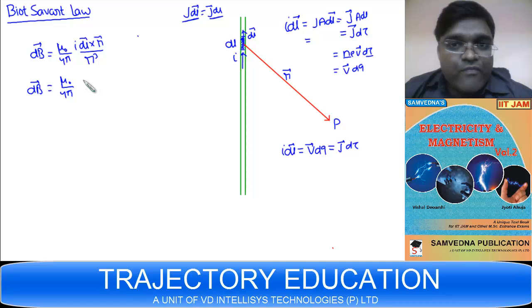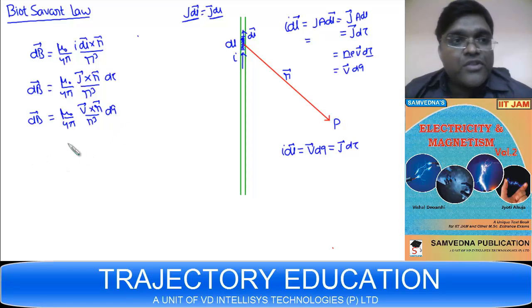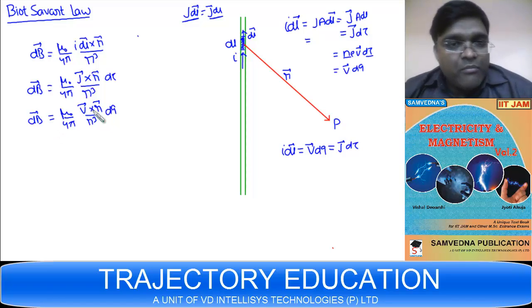So in this way you have two more expressions of Biot Savart Law: mu naught upon 4 pi, J cross R d tau upon R cube, and mu naught upon 4 pi, v cross R dq upon R cube. There are three expressions of the Biot Savart Law. Now we will see the application of this Biot Savart Law for different cases. We will find out the magnetic field due to different types of current distribution using Biot Savart Law.